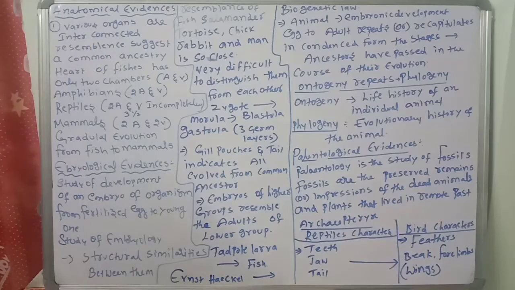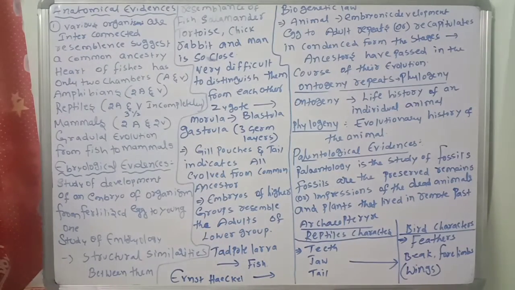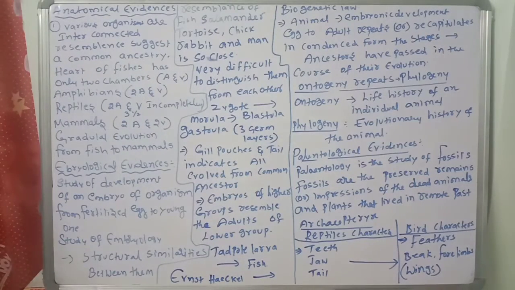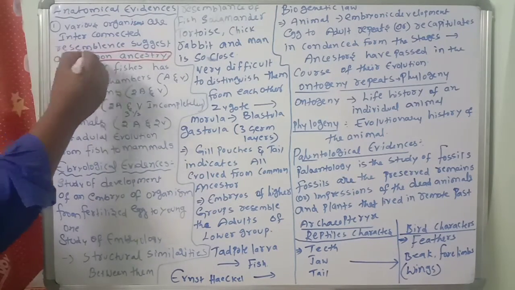For example, various organisms are interconnected. Their resemblance suggests a common ancestry. That point you have to remember. Common ancestry means all organisms have common ancestry. So, we all are from one common ancestry.